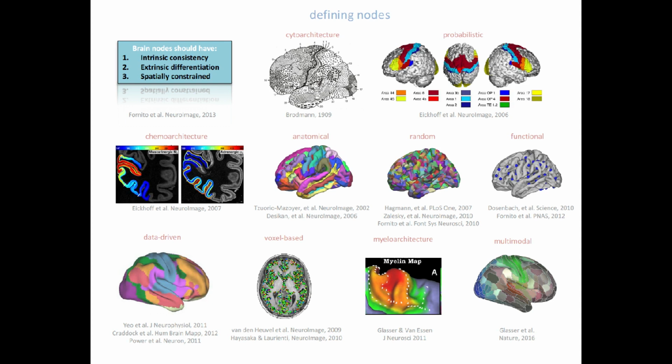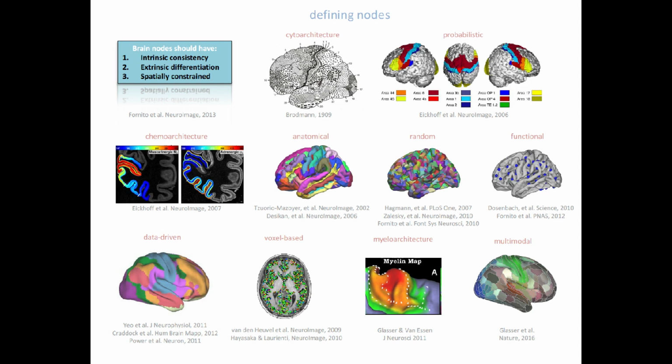We could use some a priori information, so we could pick peaks from, say, an activation task and generate regions of interest around that. There's a lot of interest recently in data-driven approaches, so using various sophisticated clustering algorithms to try to define boundaries based on similarities in functional connectivity profiles and so on. We could just treat each voxel as a distinct node.